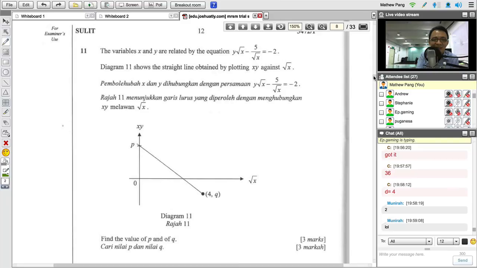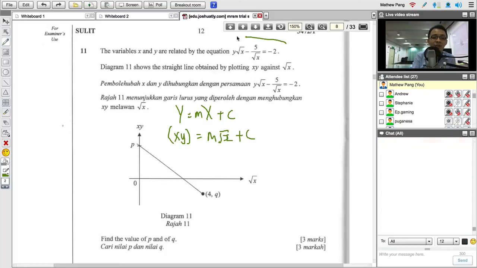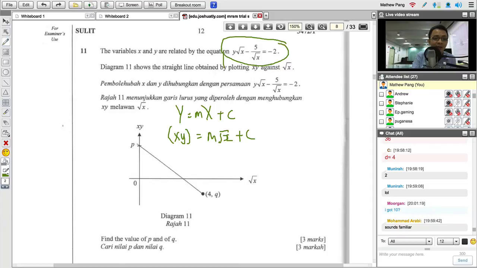Okay, what's this? This is linear law. In linear law, we only have one formula, which is y equals mx plus c. I always say y and x can be anything. In this case, my y is just xy from the diagram, and my x is square root of x. So what I need to do is change this equation into the pattern I want. This is what I will always do.